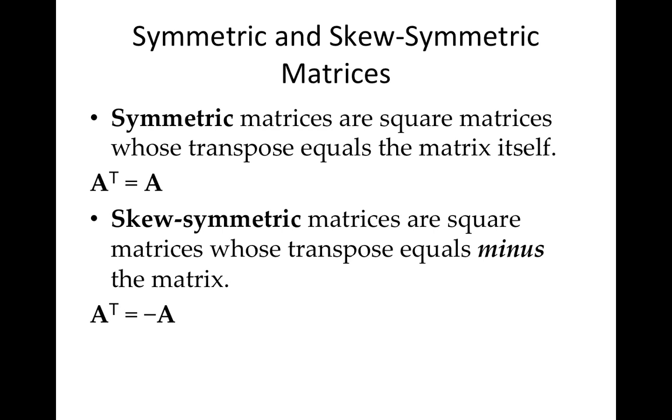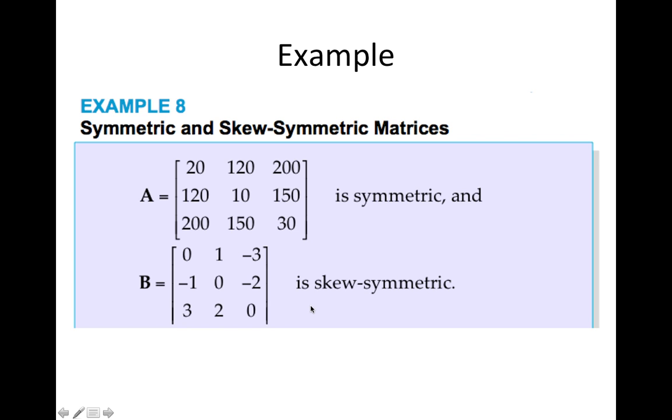Some more definitions. A symmetric matrix is a square matrix whose transpose equals the matrix itself. And we say a matrix is skew symmetric if its transpose equals minus the matrix. So this is the test for a symmetric and skew symmetric matrix.